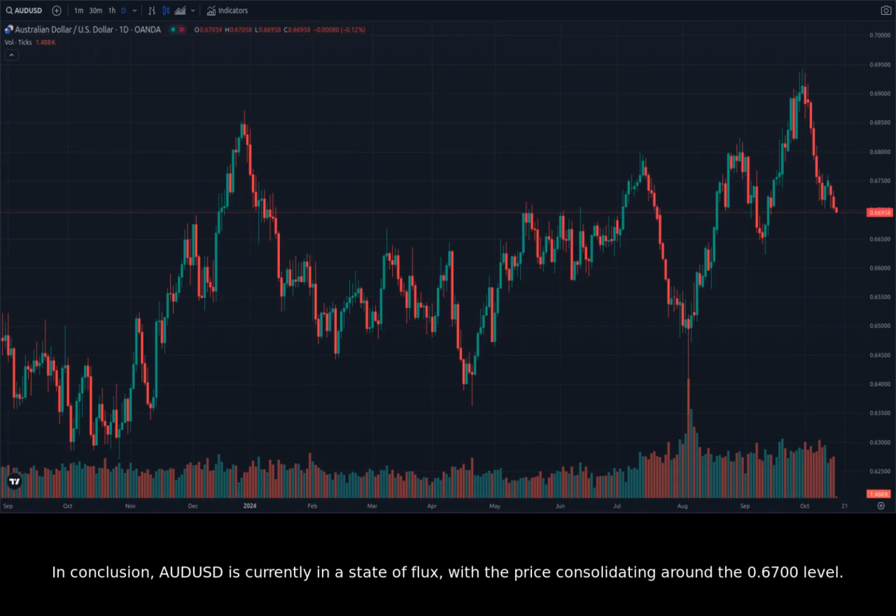In conclusion, AUDUSD is currently in a state of flux, with the price consolidating around the 0.6700 level. The recent bearish trend, driven by a potentially dovish RBA and a strengthening US dollar, could continue. However, we need to watch out for potential reversals. If the RSI dips below 30, it could signal an oversold condition and increase the likelihood of a bounce back.